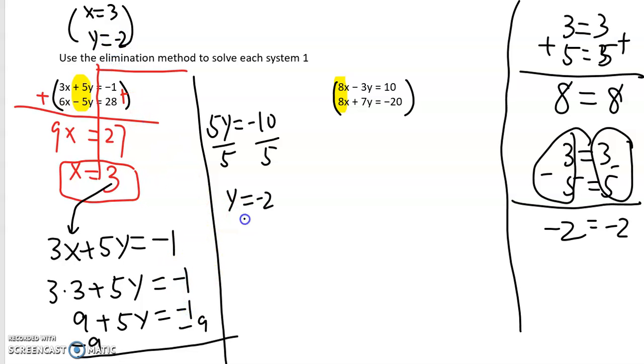Okay. Now, notice in the second system, we have these two. So we look at the numbers in front of x and y to see if we can get opposite of each other, or in this case, equal to each other.